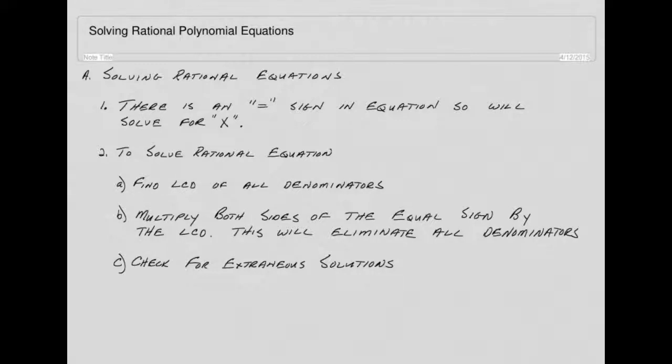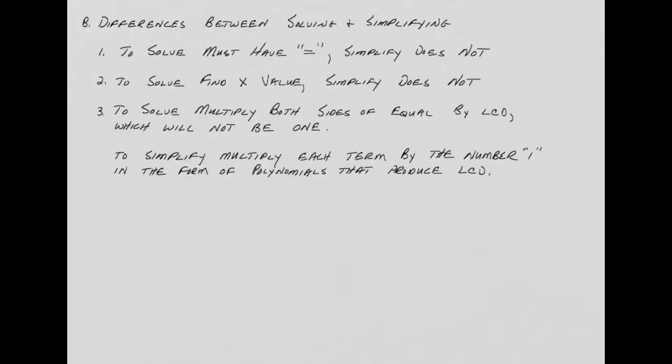We're going to have to find the least common denominator of all the denominators. Now when I find an LCD of all the denominators, I know that each denominator has to divide evenly into the LCD. So then I'm going to multiply both sides by that LCD, both complete sides, and so you know that if a denominator divides evenly into the LCD, the denominator is going to go away. And then lastly, we're going to check for extraneous solutions.